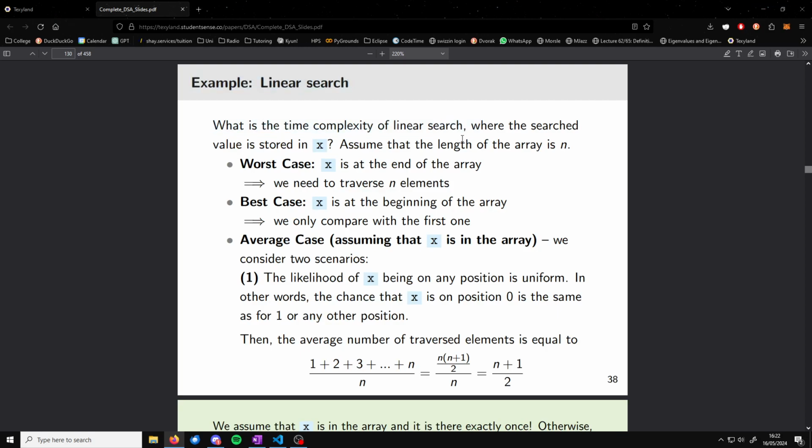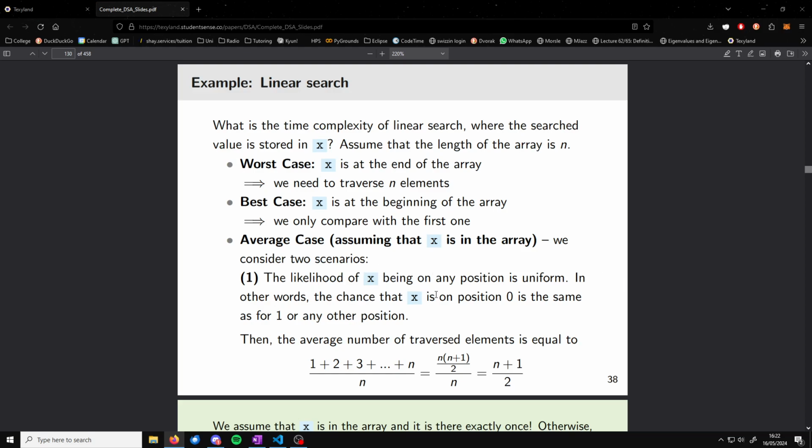So the time complexity of linear search, where the search value is stored in X, assume that the length of the array is N. Worst case, X is at the end of the array. Best case, X is at the beginning of the array. And our average case is if X is in the array, where we consider the likelihood of X being in any position as uniform.